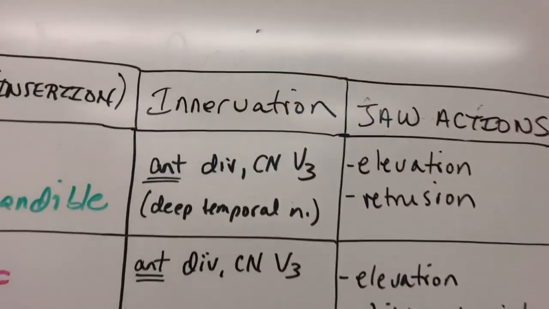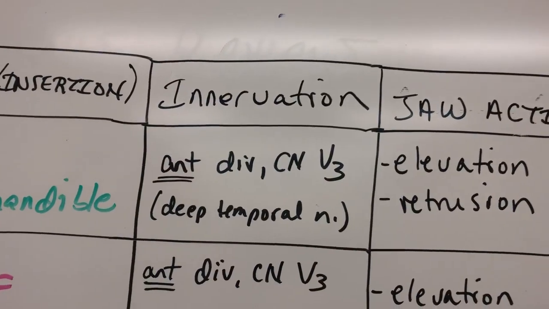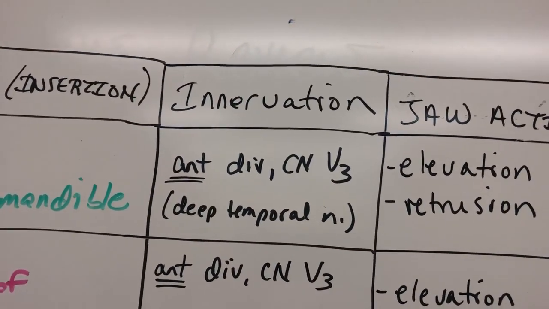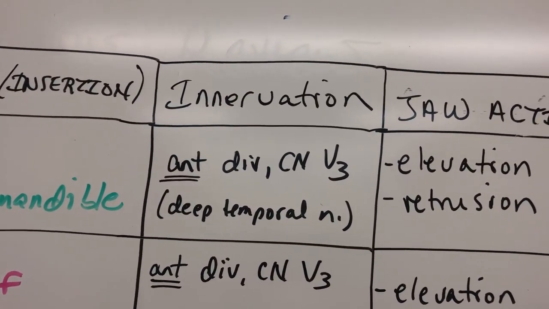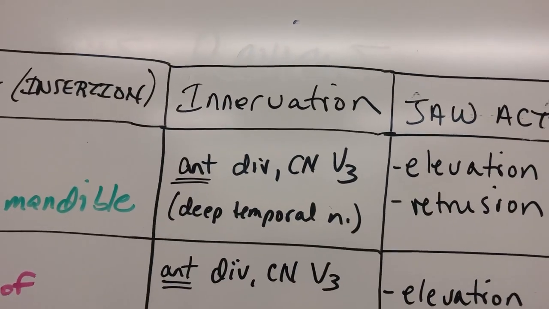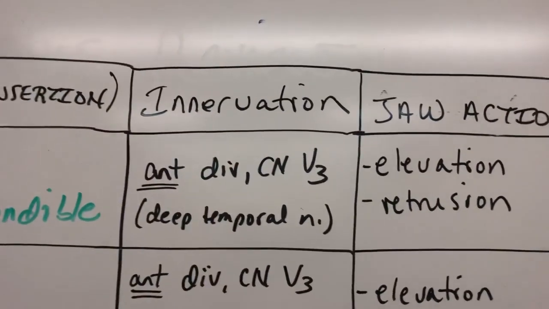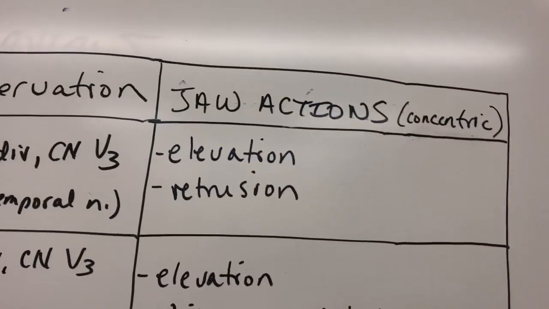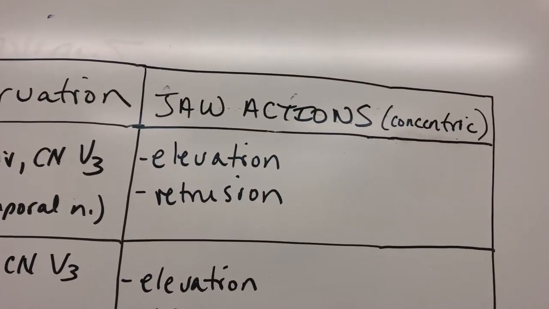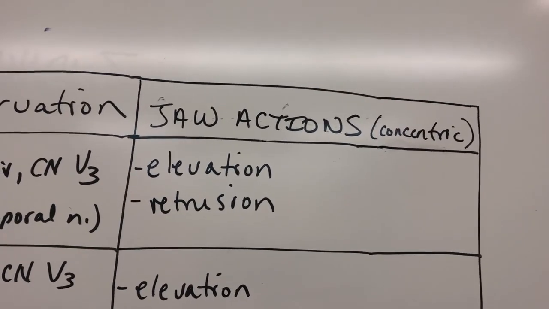The innervation is from the anterior division of V3, otherwise known as the mandibular nerve, and the particular branch is called the deep temporal nerves. Remember that the motor is in the front of most cars, and so motor is in the front of most nerve divisions. The actions are elevation and retrusion as major actions for temporalis.